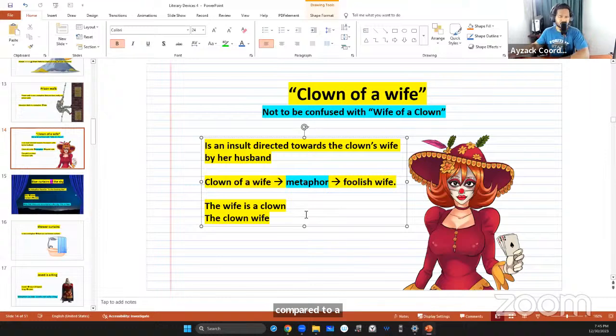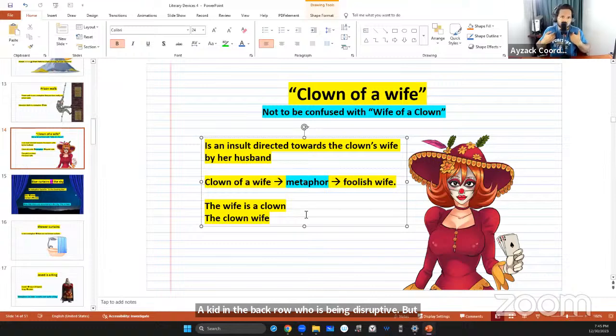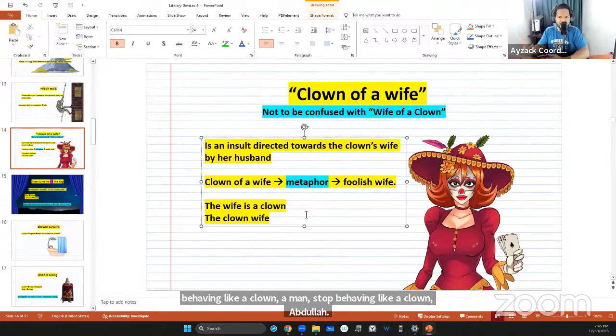It is a metaphor. Now, for example, in school, let's say that there's a kid in the back row fooling around, right? A kid in the back row who is being disruptive. The teacher will call the kid a clown, right? The kid is not really a clown. Sometimes your teacher might be like, yeah, Abdullah, stop behaving like a clown, man, right? Stop behaving like a clown, Abdullah. That's a metaphor because Abdullah is not really a clown.